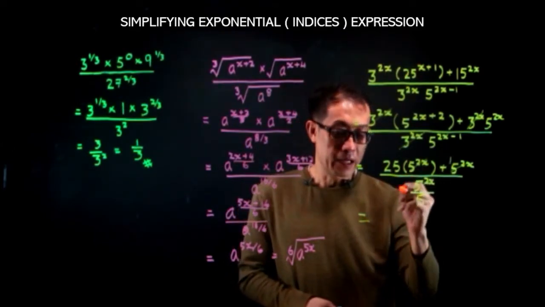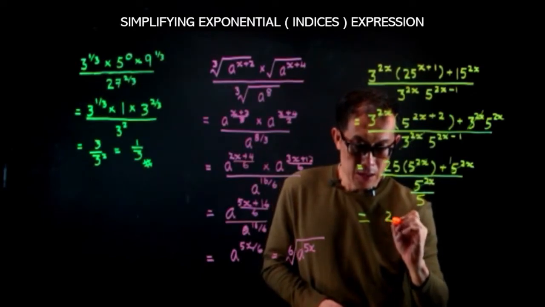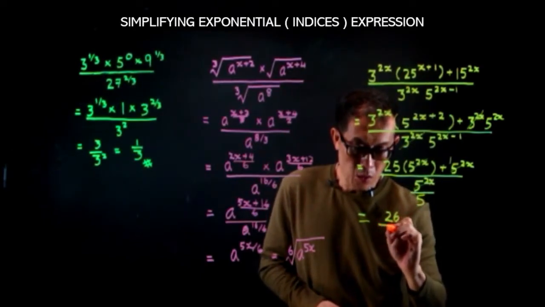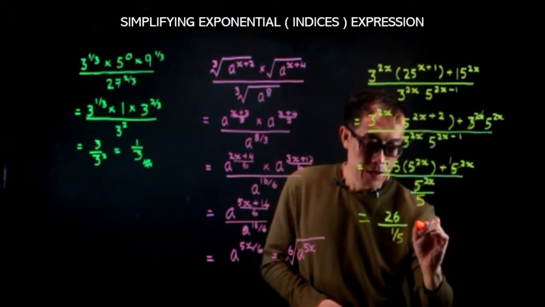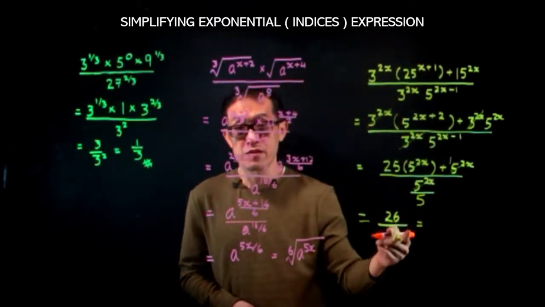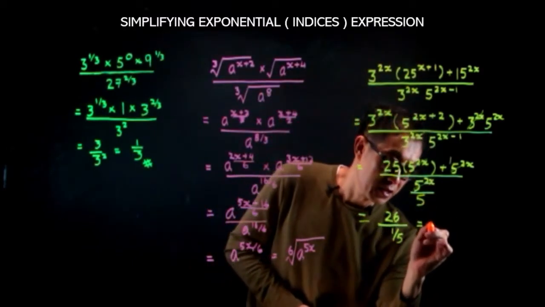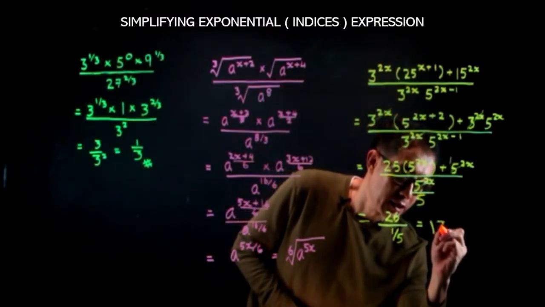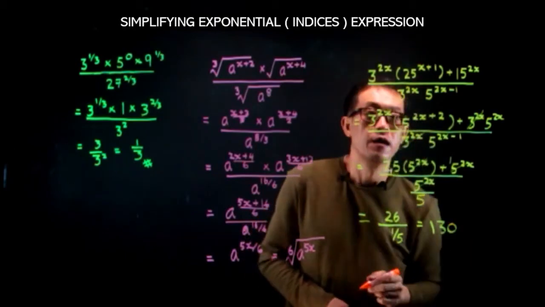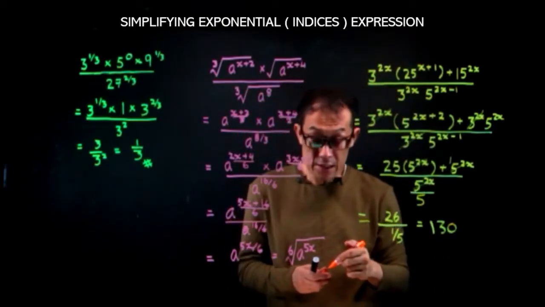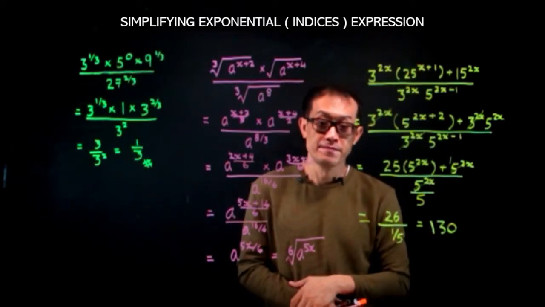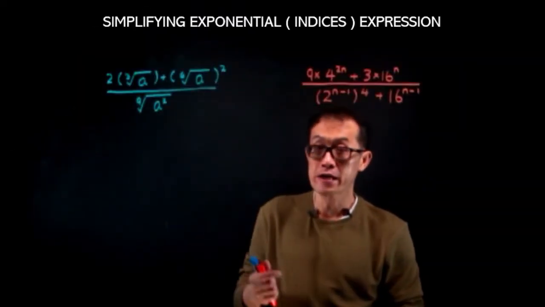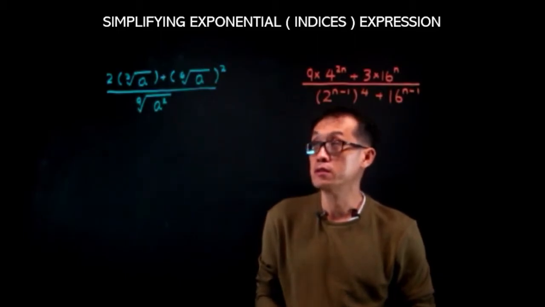So 25 plus 1, you got 26. 26 over 1/5. So it will be 26 times 5. And that gives us an answer of 130. So this is the final answer. Let's move on to the other sums. Let us carry on with the last two questions.